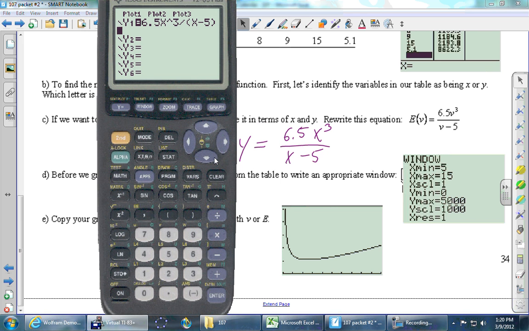It's this formula right here. So it's 6.5 x cubed, 6.5 x to the third, divided by x minus 5. Careful to put parentheses around the x minus 5. Just like that. Technically you don't, but it's safest to put it in. Parentheses around the top, parentheses around the bottom. But I think it's okay as it is.